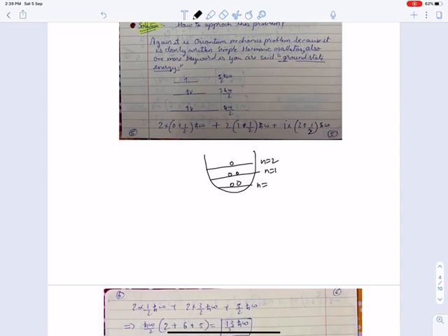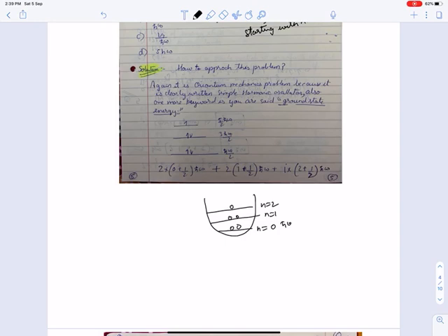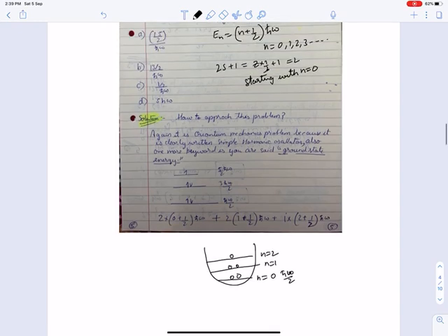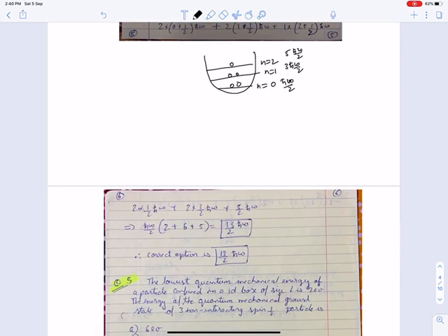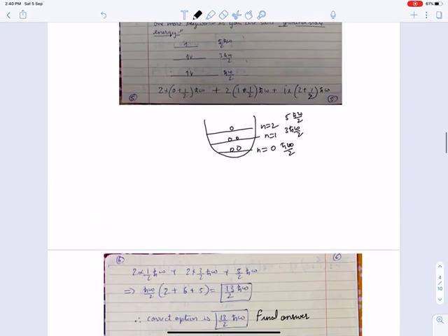So n equal to 0 means h cut omega by 2, and when n is 1 it will become 3h omega by 2, and next it will become 5h omega by 2. This is the way you will do this. When you add, you get the total ground state energy 13 by 2 h cut omega. So this is the final answer.